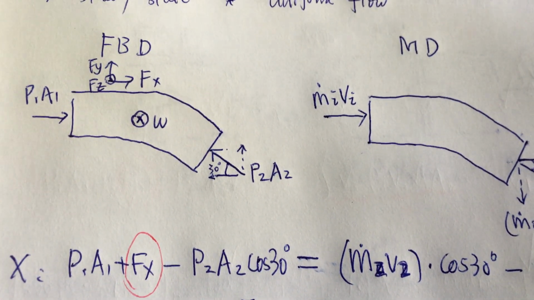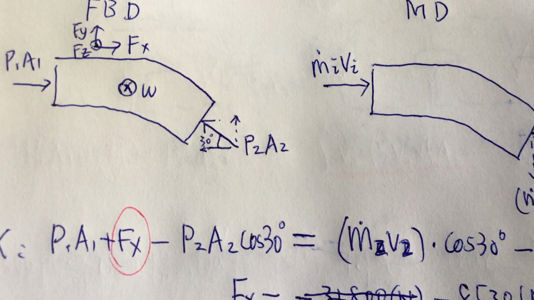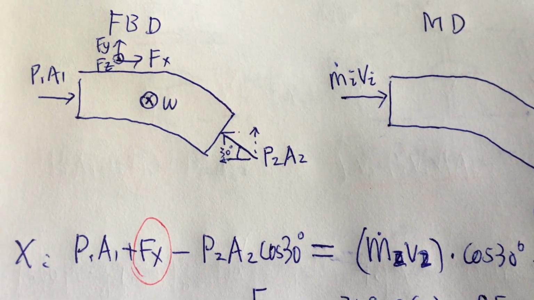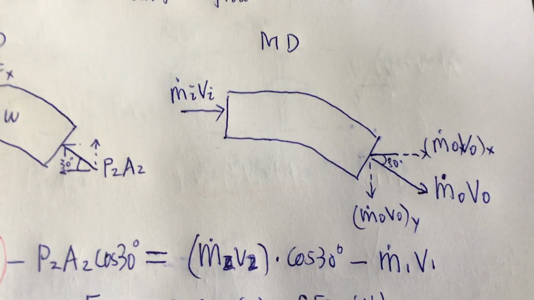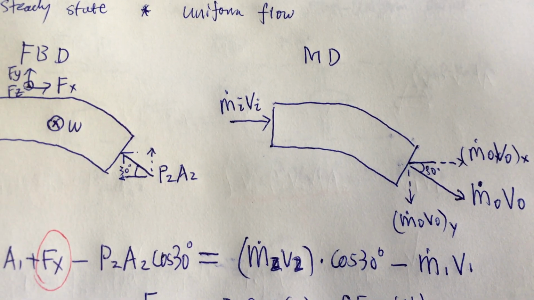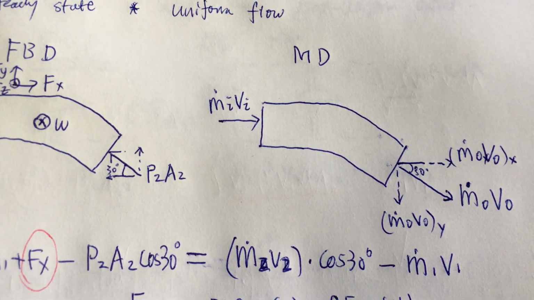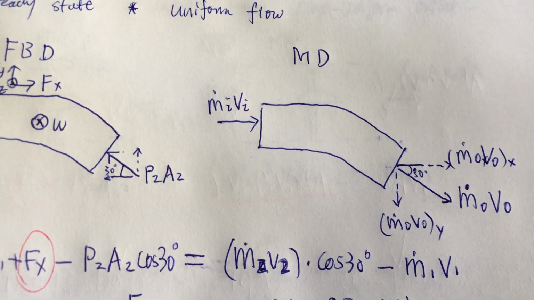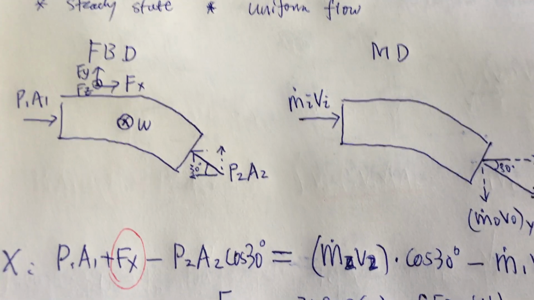P1A1 is positive, and Fx is positive from your assumption. Then P2A2 cosine 30 degrees is a negative pressure force, right? Let's look at the direction. So it's negative, and that equals momentum out minus momentum in in the X direction. Momentum out is mass flow rate 2, velocity 2, times cosine 30 degrees, the X direction momentum out, minus momentum in, which is m dot 1 v1. This is the X direction.